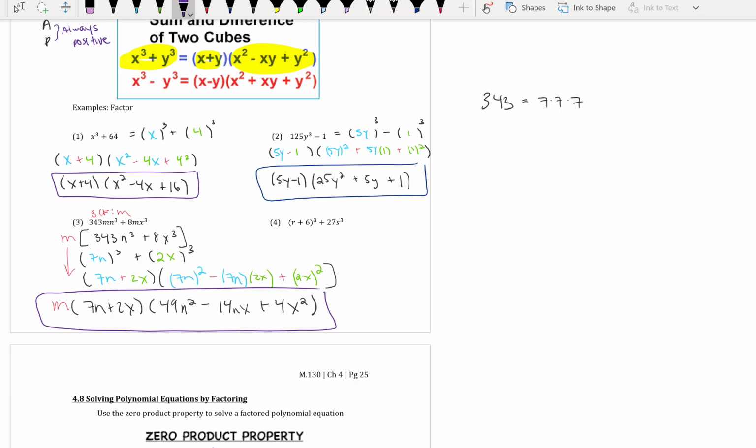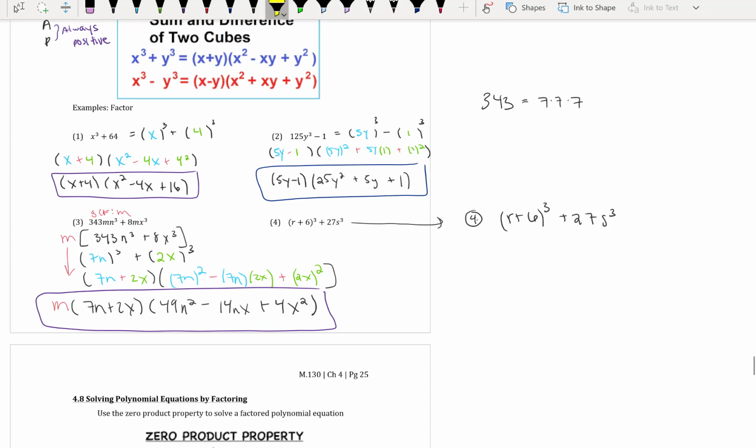Okay. And I wrote a little too big, and that's okay. I would rather write too big and see exactly what I'm doing than not write big enough and make a mistake. So I'm just going to slide number 4 a little bit over onto my scratch work. So I'm just going to rewrite what I have. So for number 4, the problem is r plus 6 to the third power plus 27s to the third power.